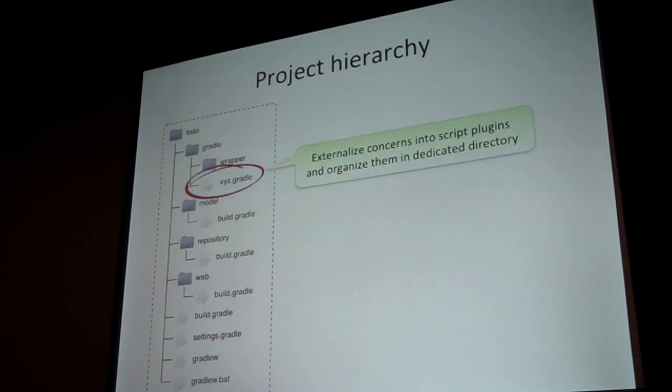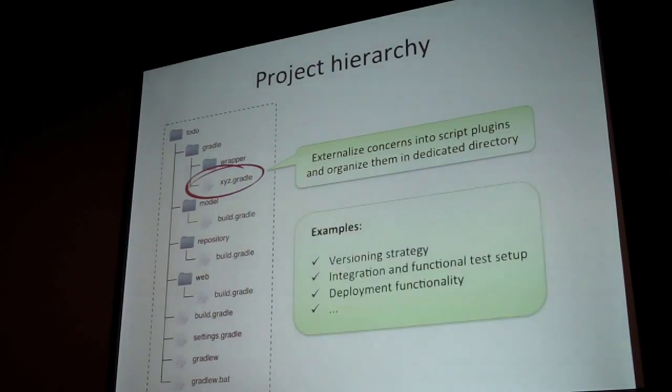Then I usually like to organize specific functionality under a subdirectory named gradle. There could be multiple files that sit there. I'm just showing one here. But I usually like to put fairly complex logic into script plugins and organize them in this directory, just to give you an idea of what you can store there. One example could be that we want to define the versioning strategy for our project, so our artifact should be named a specific way. Or we want to set up integration or functional tests, or we define how to deploy our artifact.